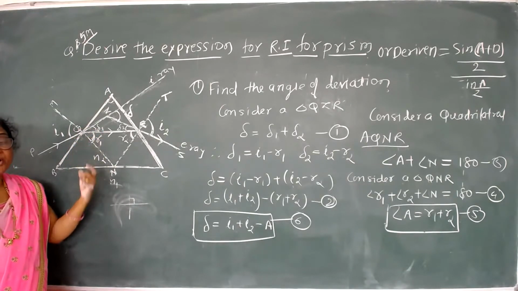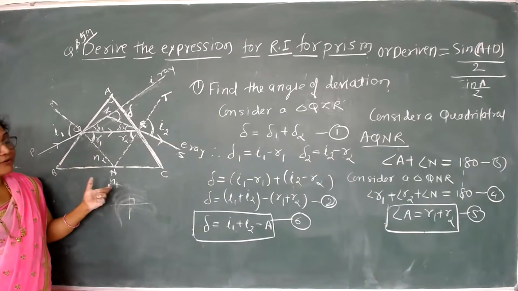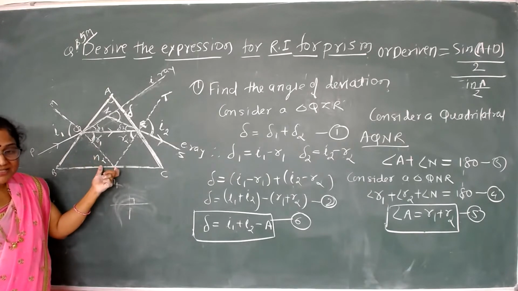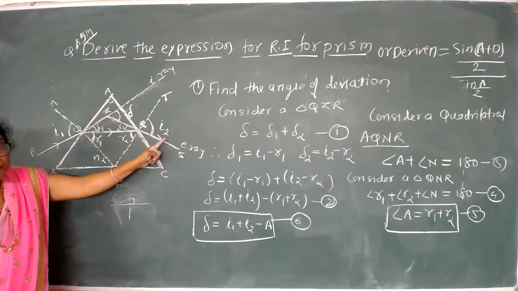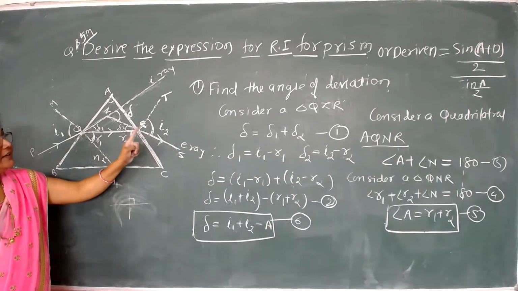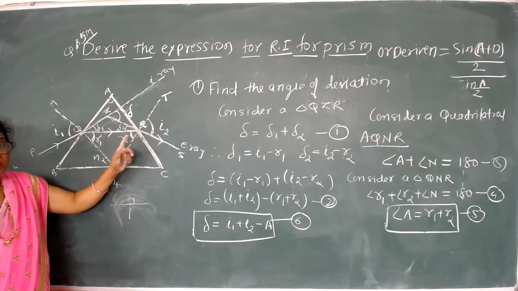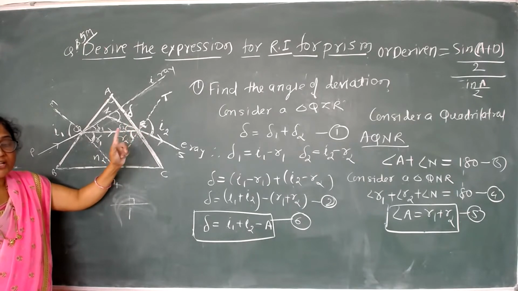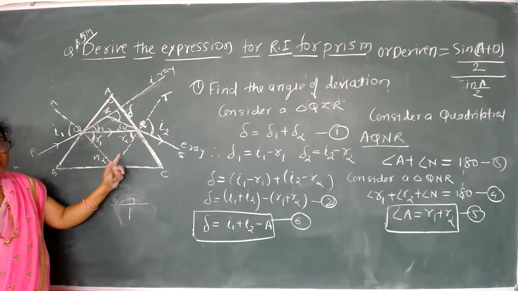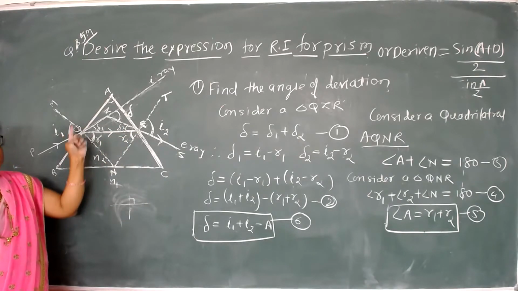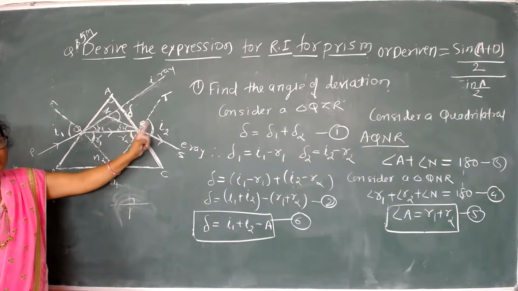But for a particular angle, the angle of refraction and angle of incidence are the same. That means the angle of incidence and the angle of emergence are both the same, and that is known as the angle of minimum deviation. The angle of minimum deviation is that in which the angle of incidence and angle of emergence are both the same.